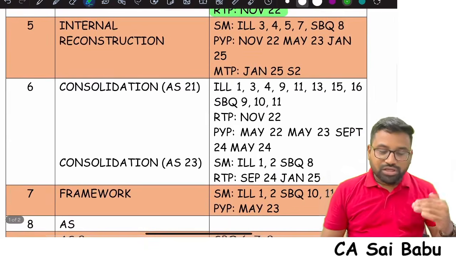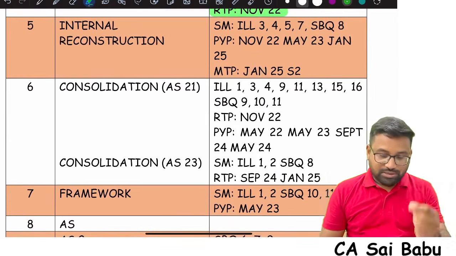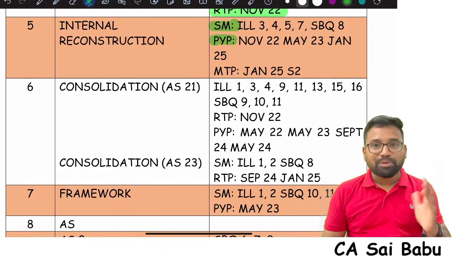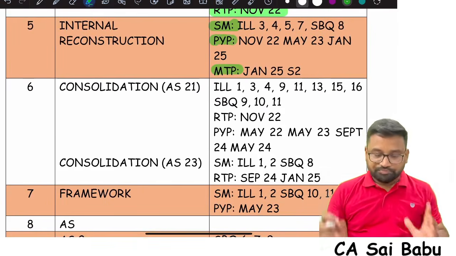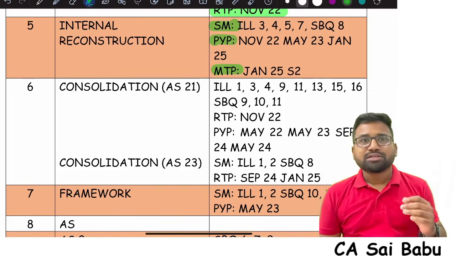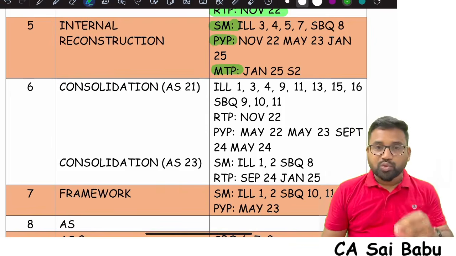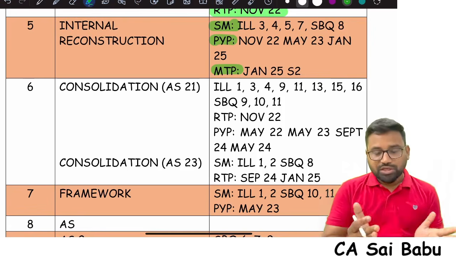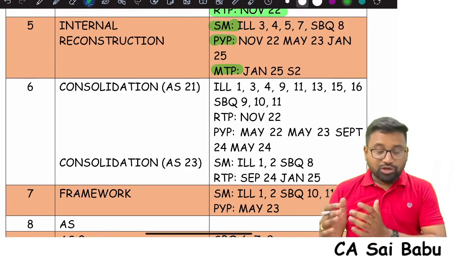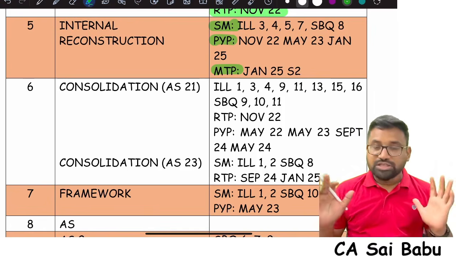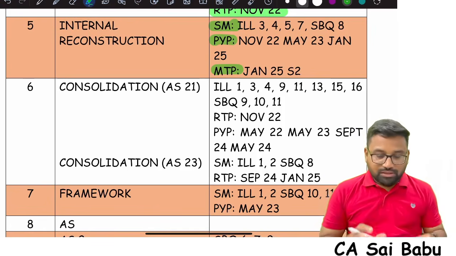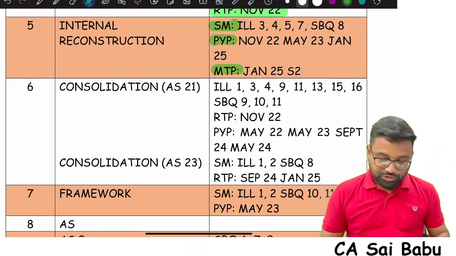Wherever you see illustration or SBQ, scenario based question, it is from the study material. PYP means previous year papers. MTP, RTP, you know. Now, if any student has difficulty in finding the source, it is freely available on the website, sir. You can go to the free resources and download it. You can download the question bank and see these questions, along with the supplementary material. I will make sure I give it in the description also.